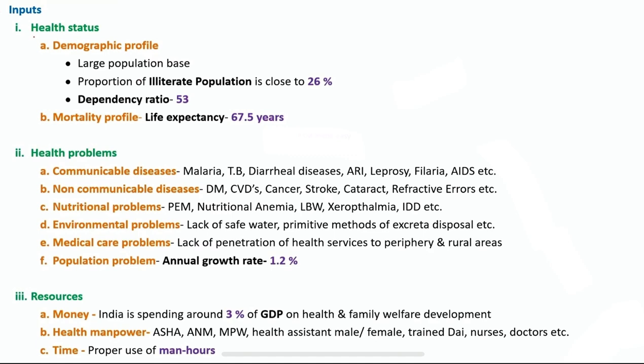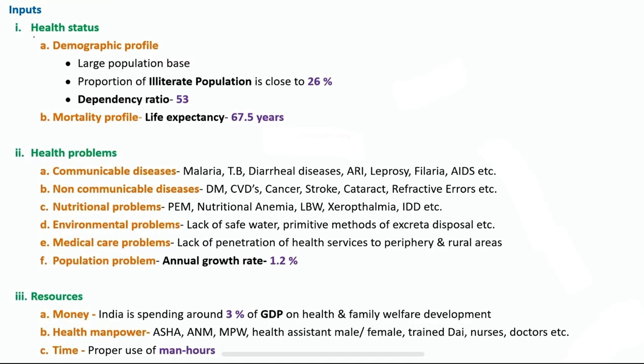Moving on to the non-communicable diseases, they include diabetes mellitus, cardiovascular diseases, cancer, and we have stroke, chronic lung diseases. They have emerged as a major public health problem because of the aging population and environmentally driven changes in behavior.